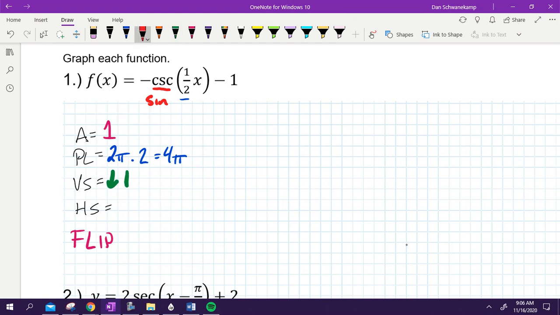Horizontal shift here. Megan, what's my horizontal shift going to be? There isn't one. What would it look like if there was going to be one? Where would it be? Good. Adding or subtracting something inside my x. Cool. We got all that. Now we're going to graph it. So I have a vertical shift of down 1, so I'm going to keep that in mind as I make my graph here. Well, let's do it.